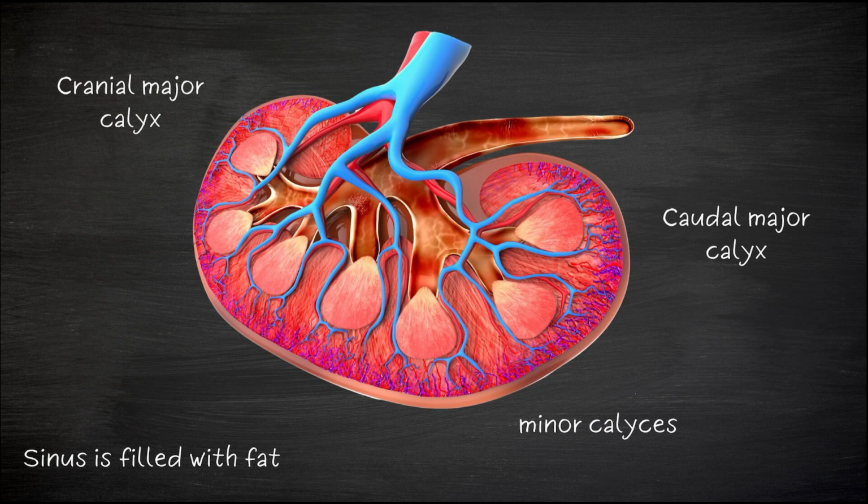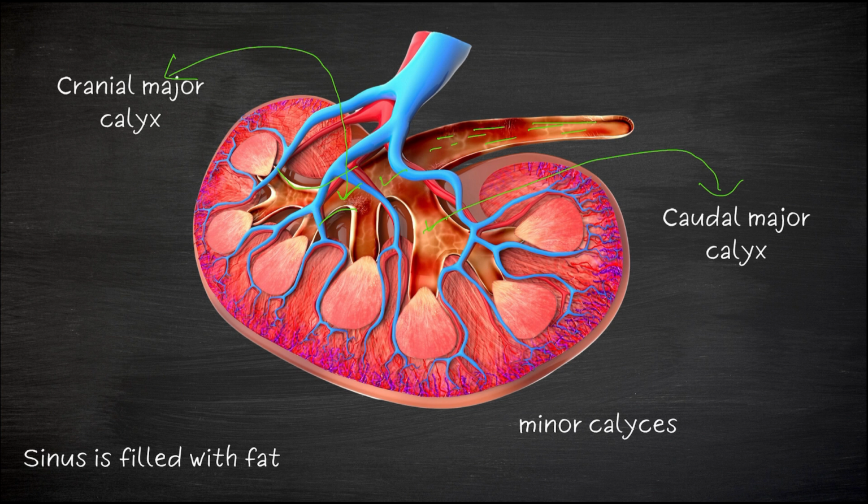If you see this whole structure, this is the ureter. The expanded part is the renal pelvis. It forms the calyx. You can see this part is the cranial major calyx and this part is the caudal major calyx.